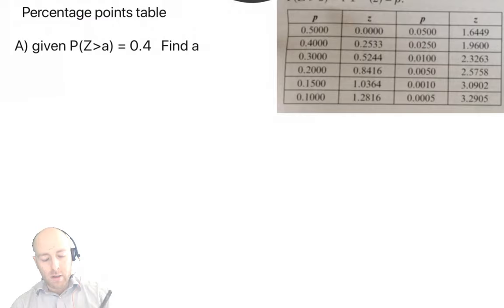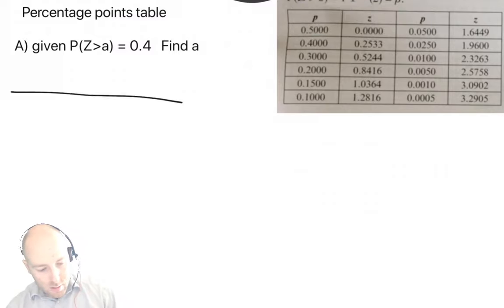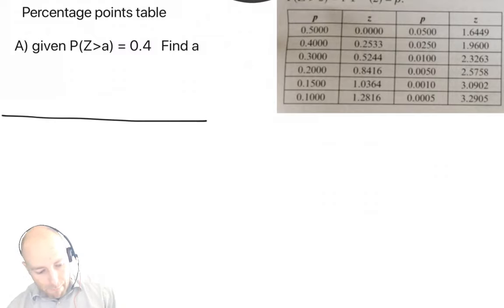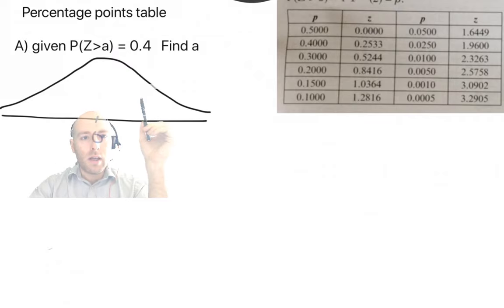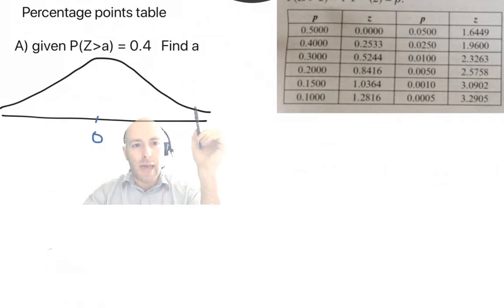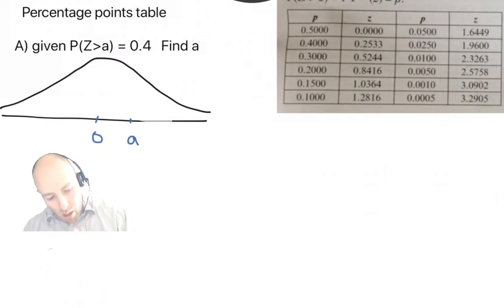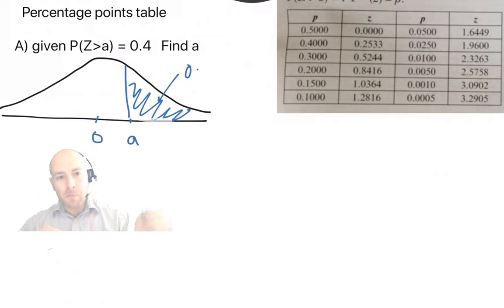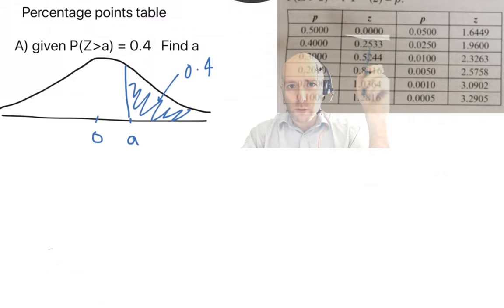So we're going to sketch it. We always need to sketch these. So a quick sketch, with a mean of 0 there. The probability of being greater than A is 0.4. If you remember, the whole of this area is 1, and half of this area is 0.5. We're told the probability of being greater than A is 0.4, so that means the area from here back is 0.4. So A must be above 0. So I'm going to write A in and shade this area, call it 0.4. Because it's greater than, and the table is only for greater thans, we can look in our table for 0.4, and that's our A value, 0.2533.